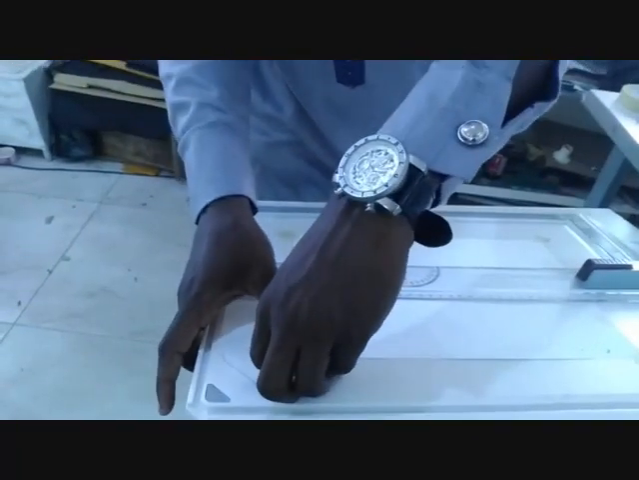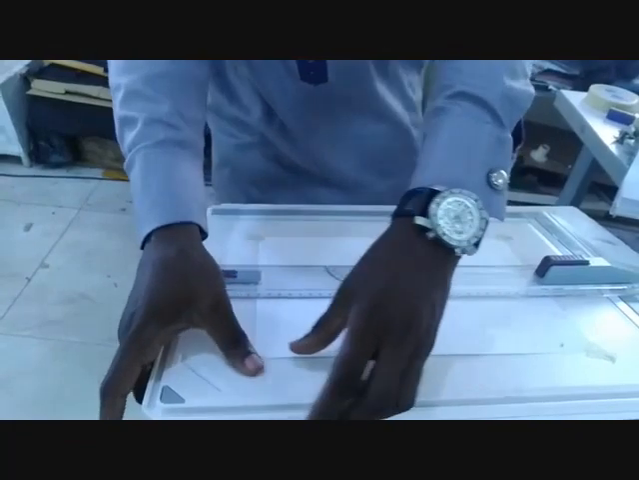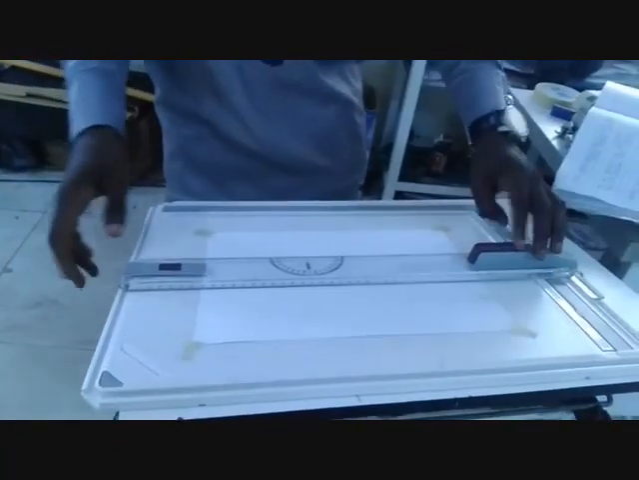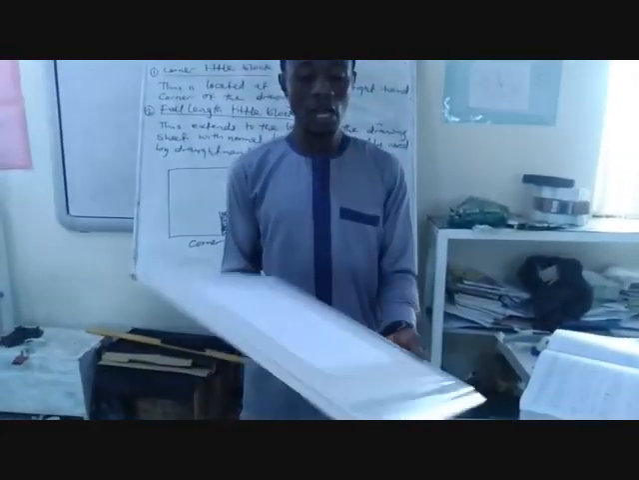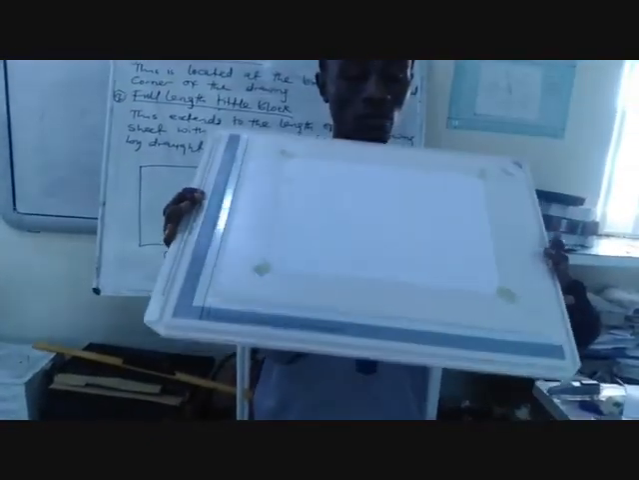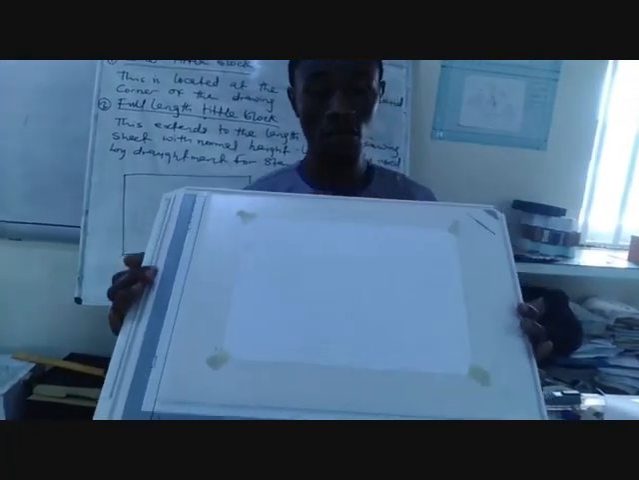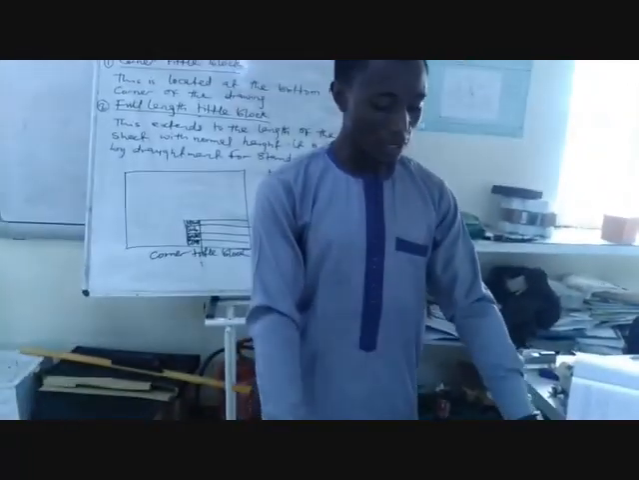So this is how you need to set your drawing paper on your drawing board. Now we set our drawing paper on our drawing board. Can you see? You can turn it the way you like it. Nothing will happen to this drawing paper. Can you see it? So now we set our paper.